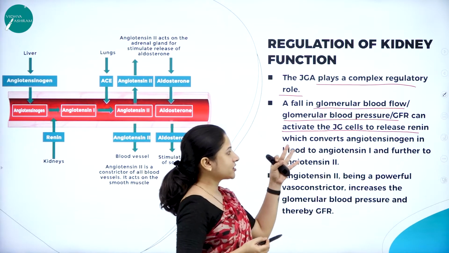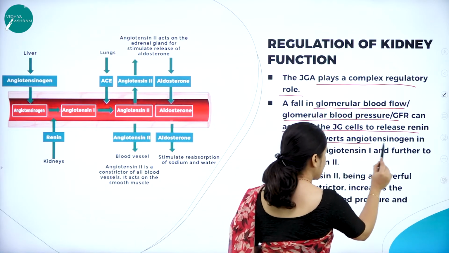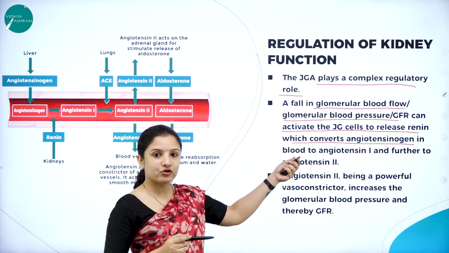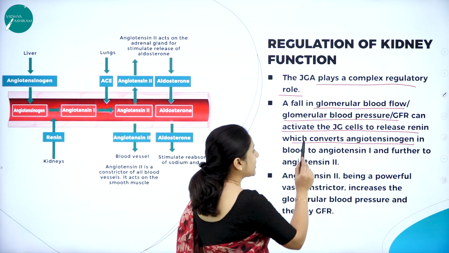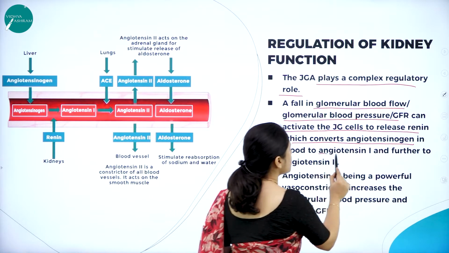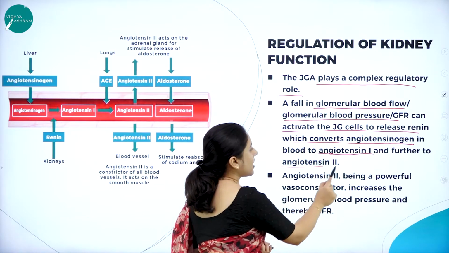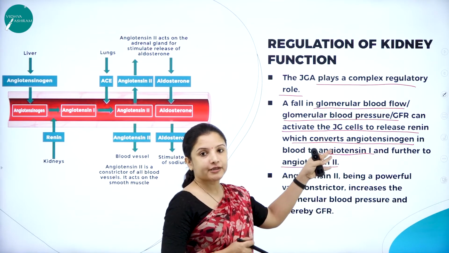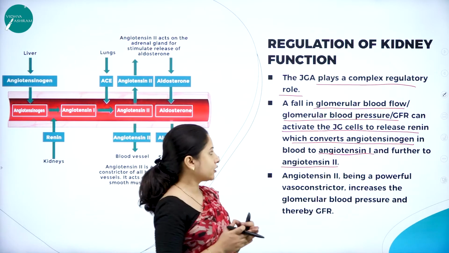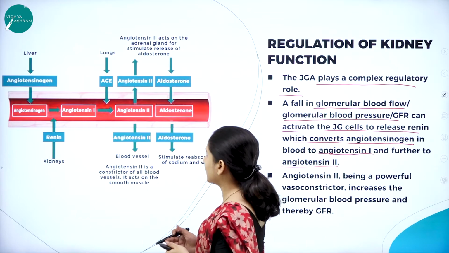And this renin actually converts a particular protein which is called angiotensinogen. It will convert the angiotensinogen that is present in the blood into angiotensin 1, and further angiotensin 1 gets converted to angiotensin 2. So angiotensin is actually a protein hormone that makes the blood vessels narrower here. So what happens here in the juxtaglomerular apparatus?